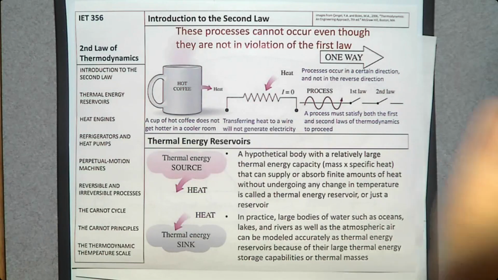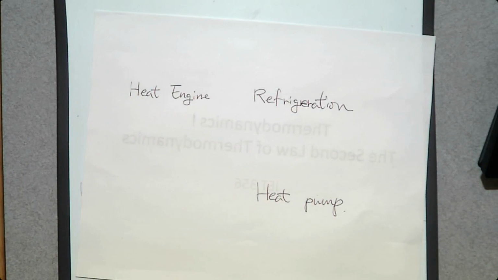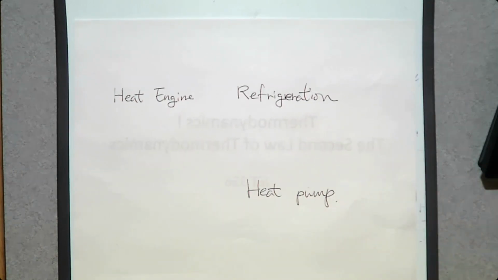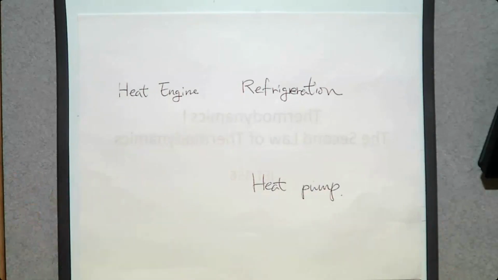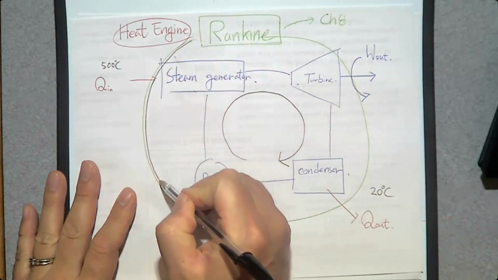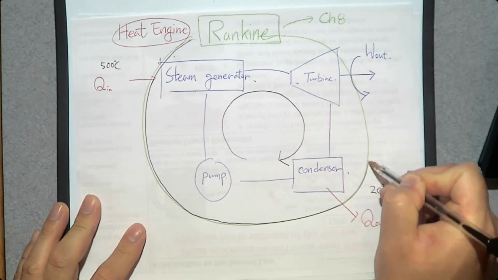Then let's study the first cycle, which is the heat engine. A heat engine is a device to produce work. To run a heat engine, by the way, this is one of the examples, this example is called the Rankine cycle. This is a heat engine.